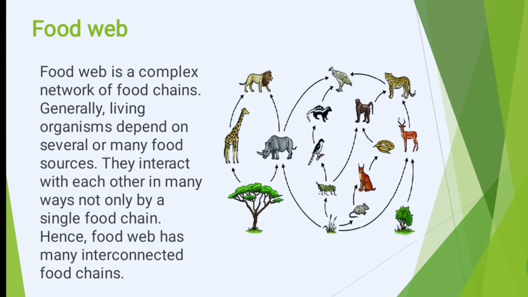Food web. A food web is a complex network of food chains. Generally, living organisms depend on several or many food sources. They interact with each other in many ways, not only by a single food chain. Hence, a food web has many interconnected food chains.